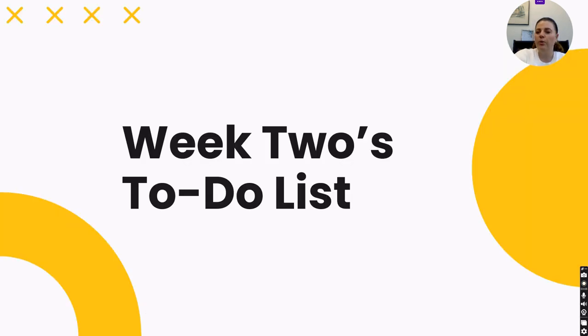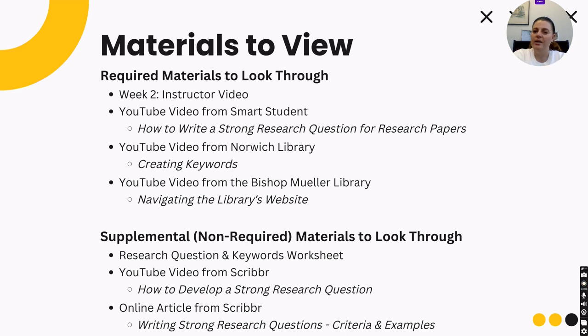So for this week, our to-do list. First we need to look through our required materials, so our Week 2 instructor video, our YouTube video from the Smart Student of how to write a strong research question for research papers, our YouTube video from the Norwich Library of creating keywords, and the YouTube video from the Bishop Mueller Library of navigating the library's website.